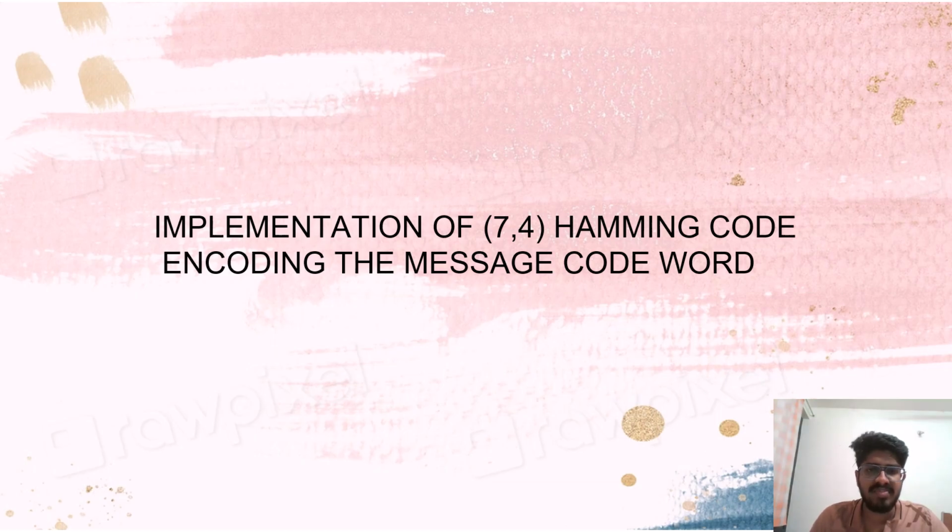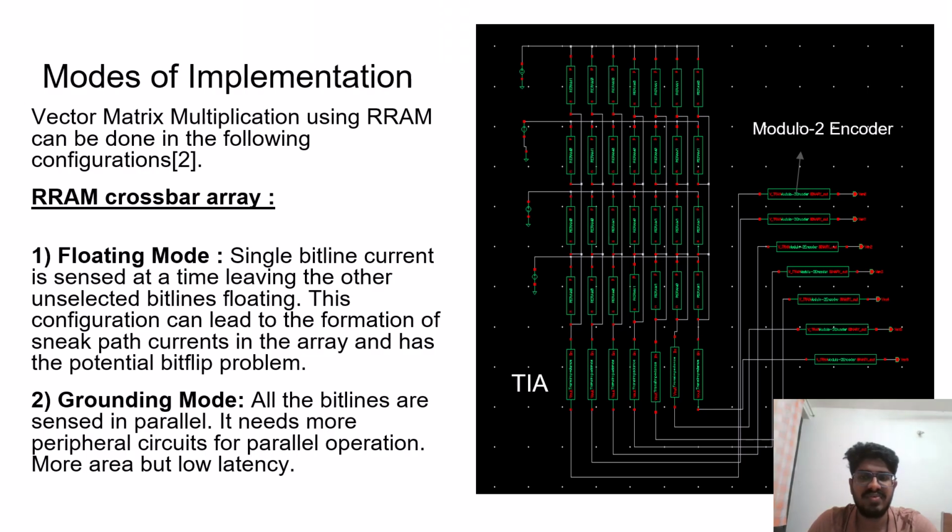Now, let us implement the 7,4 Hamming code in hardware. For the implementation of the 7,4 Hamming code, we have to map the values of the generator matrix into the resistance values of this RRAM array. We can see the architecture here.